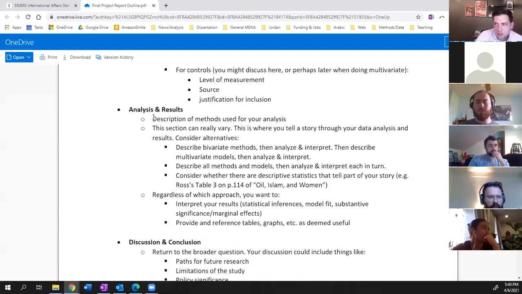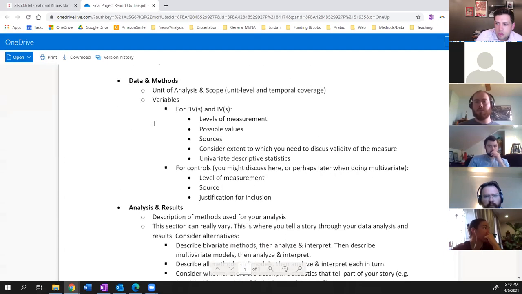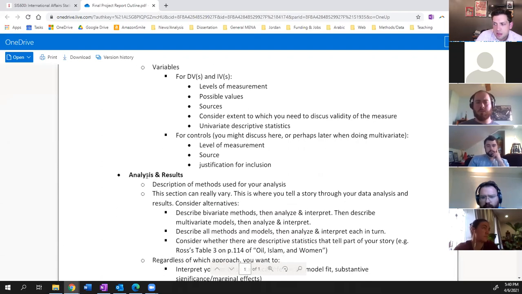Now, again, this is where things can vary a little bit. You could incorporate a discussion of your methods up here in this data section, right? And really talk about the methods that you're going to employ here, and then make this analysis and results section purely about your findings.